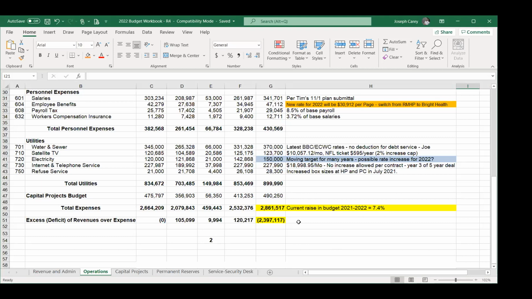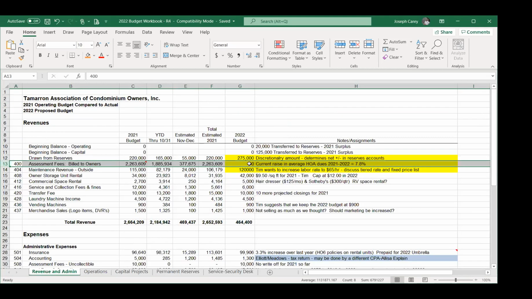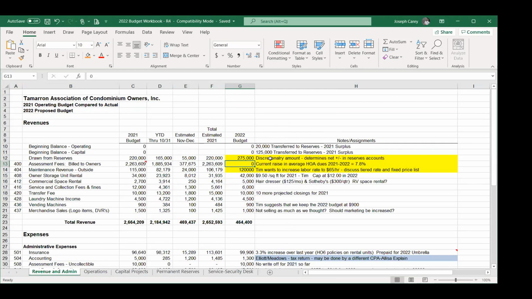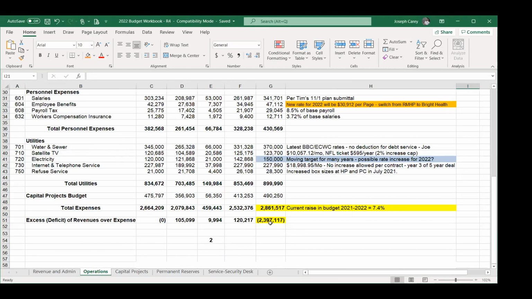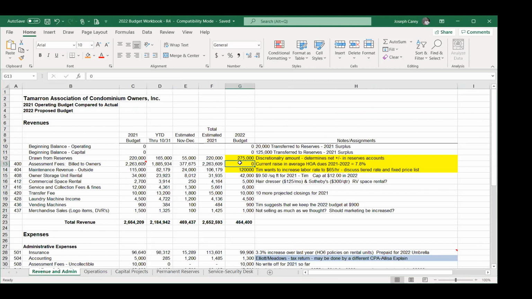It would take 2,397,117 to zero it out, and where that zero out would happen is right here. So that number will stay at zero until we finish hashing this budget out, and then whatever is down here in this cell will be transferred to that cell here, and that'll zero out the budget. It'll be a balanced budget.